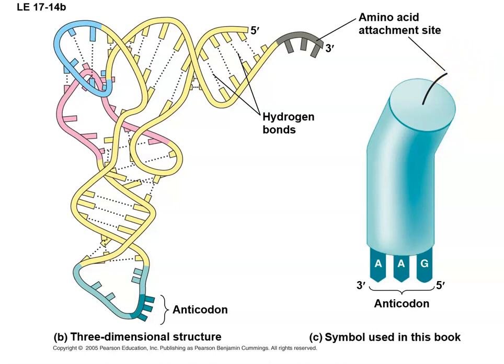The other notable structure of the tRNA is this part called the anticodon. The anticodon is a sequence of 3 nitrogenous bases, and that's going to have a complementary codon on messenger RNA. We'll see that later as we talk about the process of translation. Right now, we're just learning about these new characters that are involved in the process.